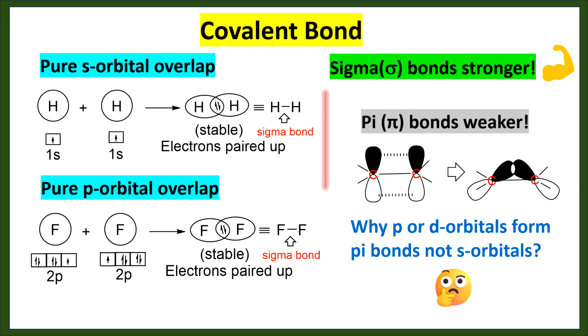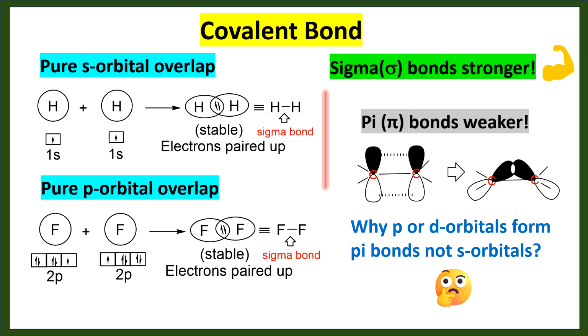Now, a covalent bond forms even from pure orbital overlap. See here, the hydrogen atoms having 1s and 1s orbitals both overlap, giving the H2 molecule. Electrons get paired up and a sigma bond forms. In the case of the fluorine molecule, two fluorine atoms use their p orbital electrons, one each, and share the electron, so the electrons get paired up and this F-F sigma bond forms.